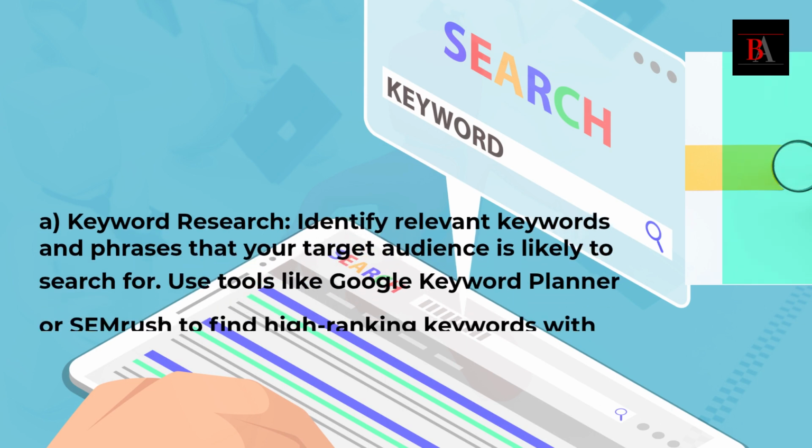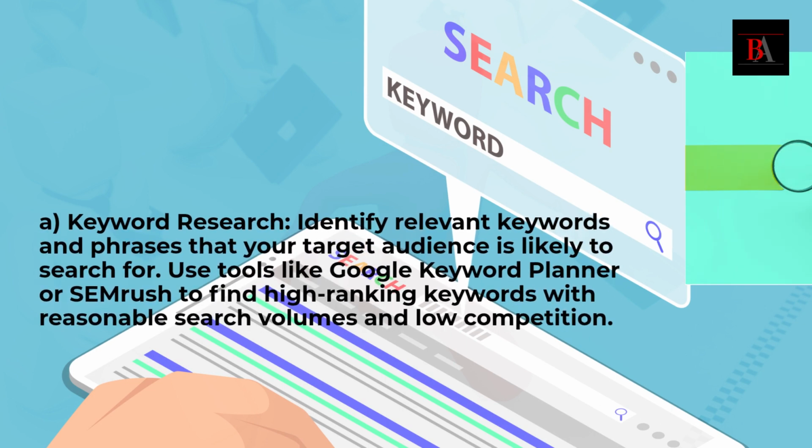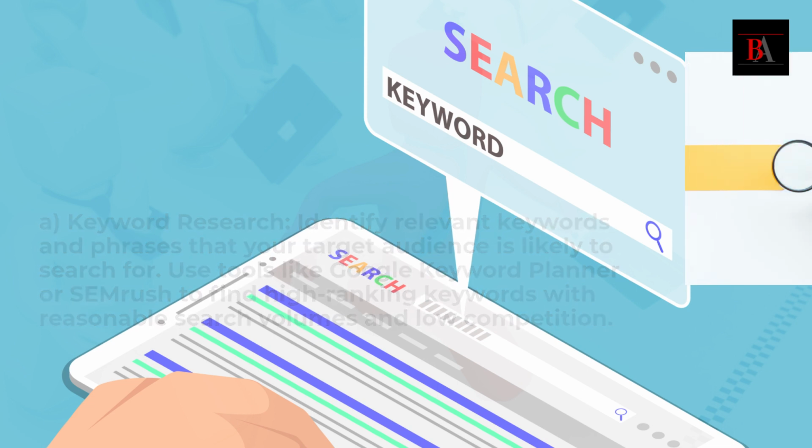Keyword research is to identify relevant keywords and phrases that your target audience is likely to search for. Use tools like Google Keyword Planner or SEMrush to find high-ranking keywords with reasonable search volumes and low competition.